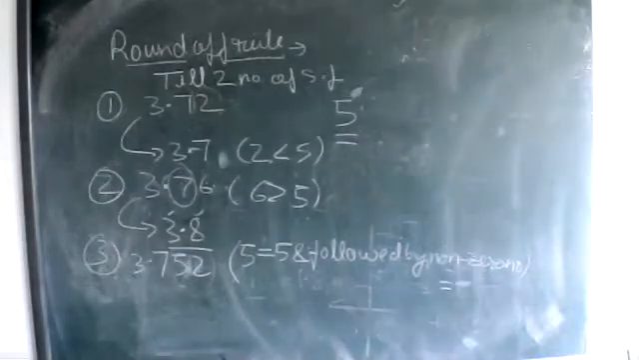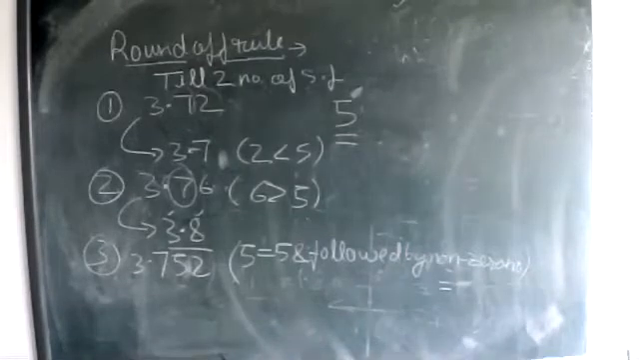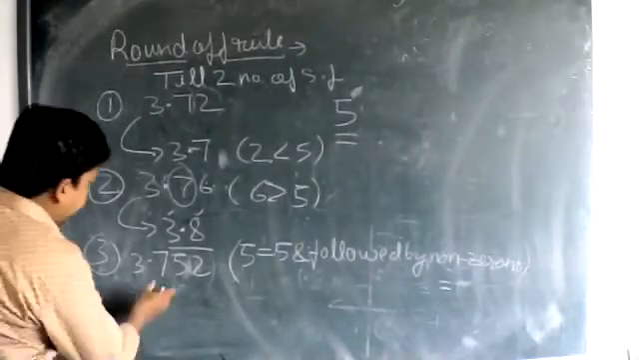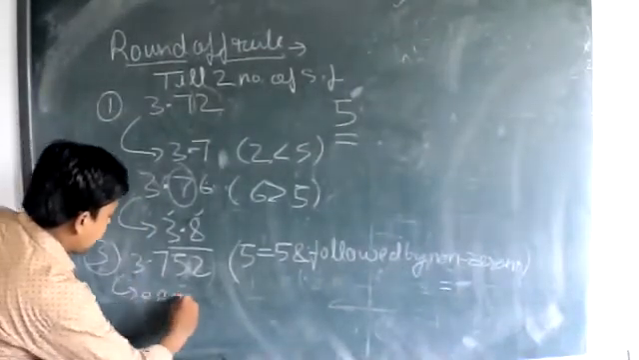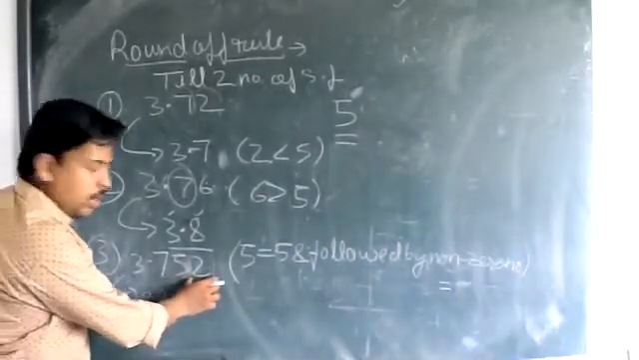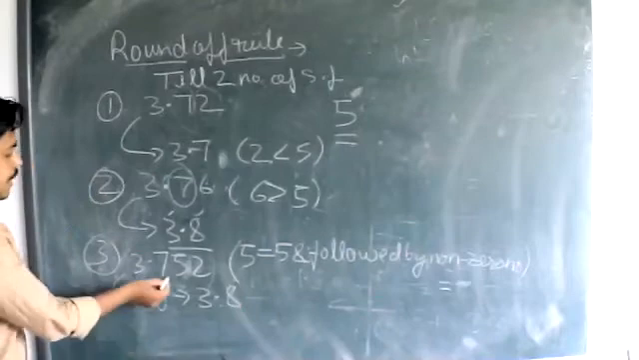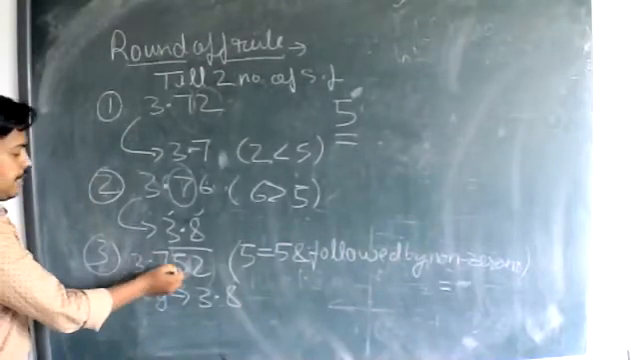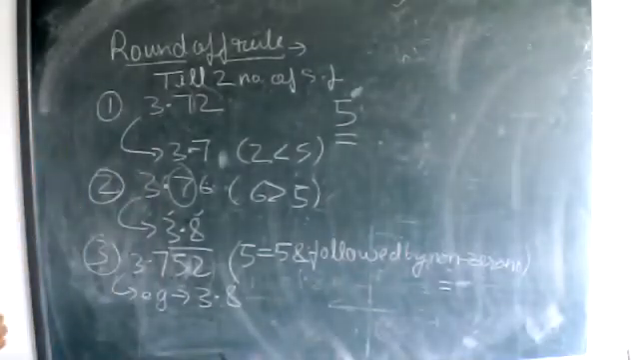So in this case, if there is any number equal to 5 after that one digit, what will we be doing? We will be increasing this number by 1. Till here I explained last time. So here is 5, which is equal to the parameter, and it is followed by one non-zero number. So if we eliminate these two numbers, the result comes out to be 3.8. That means the number coming after the decimal will increase by 1. Okay? Raise your thumbs up.